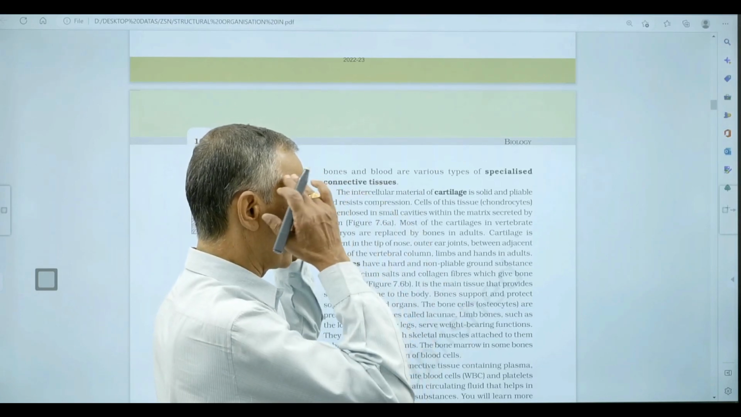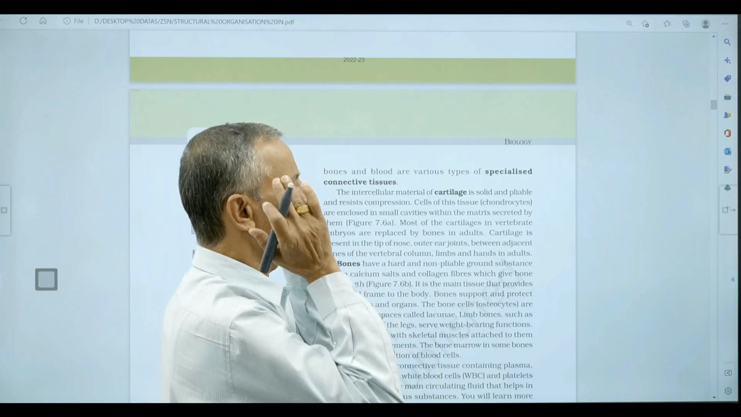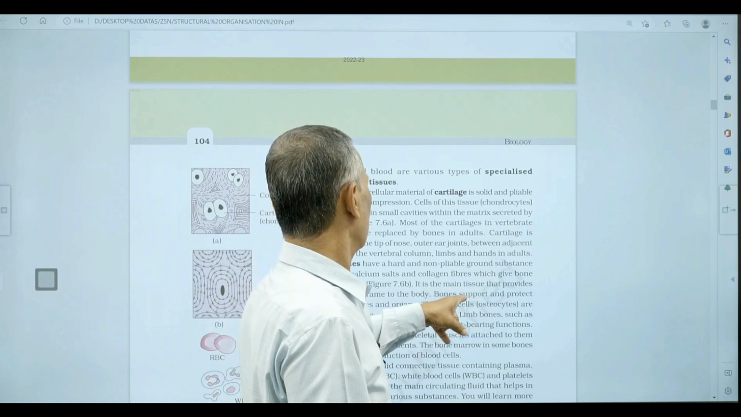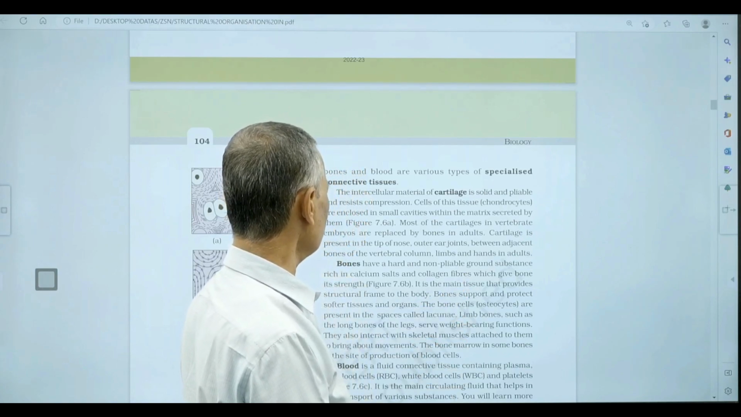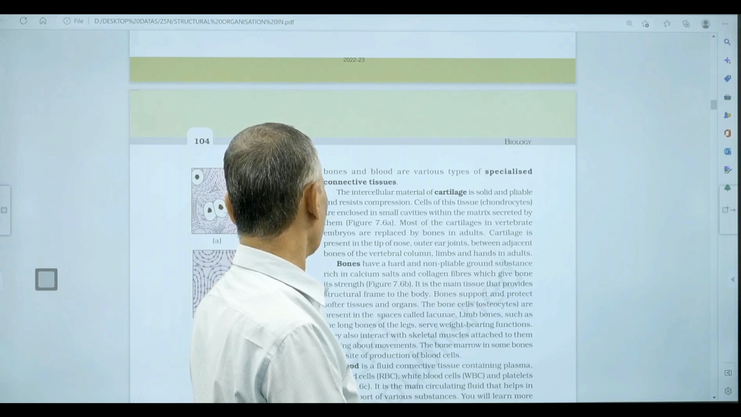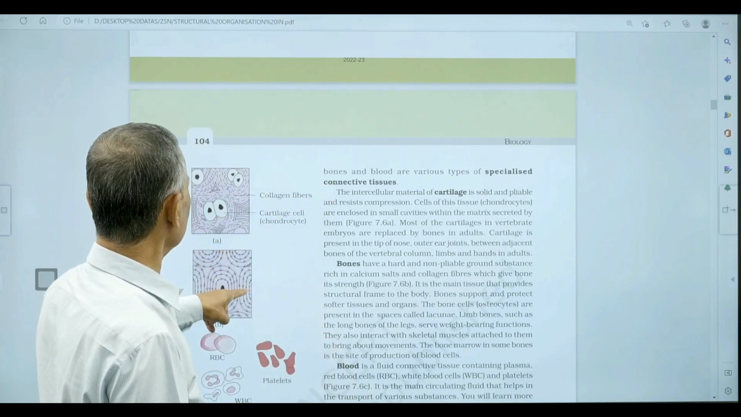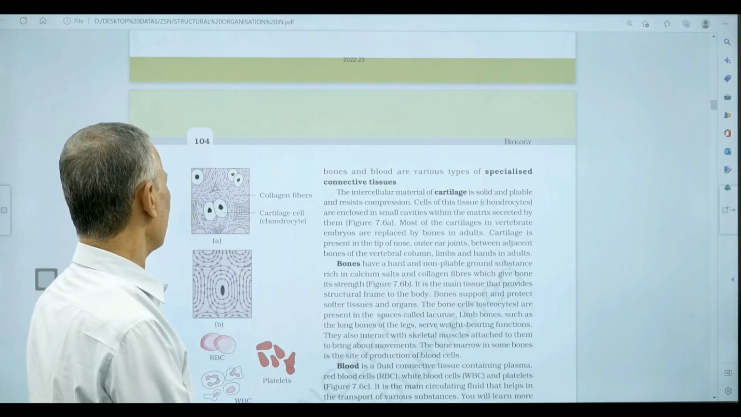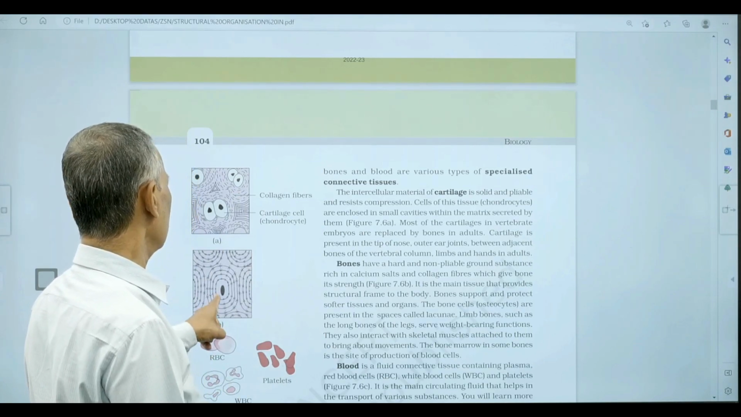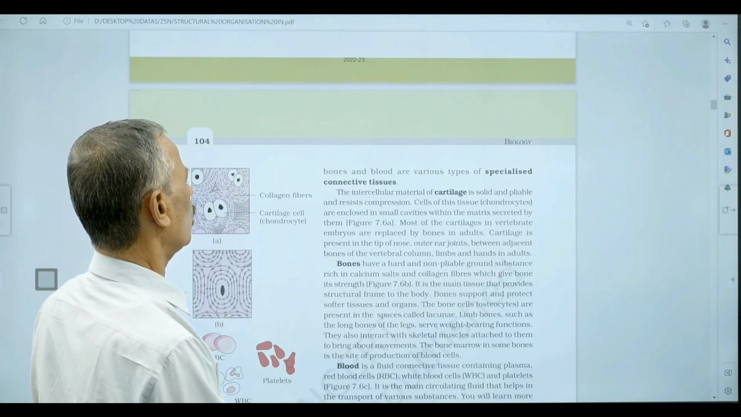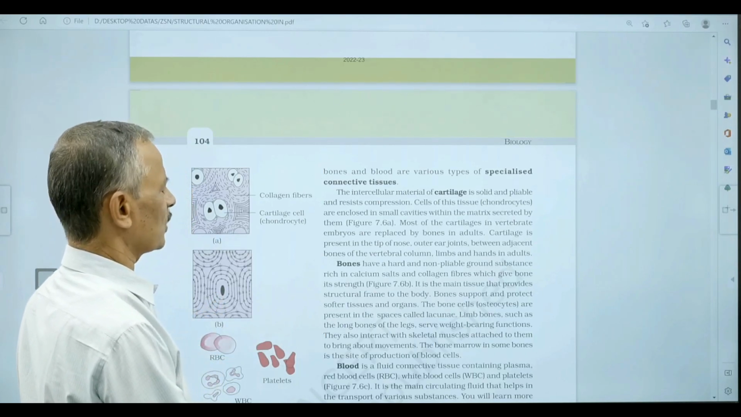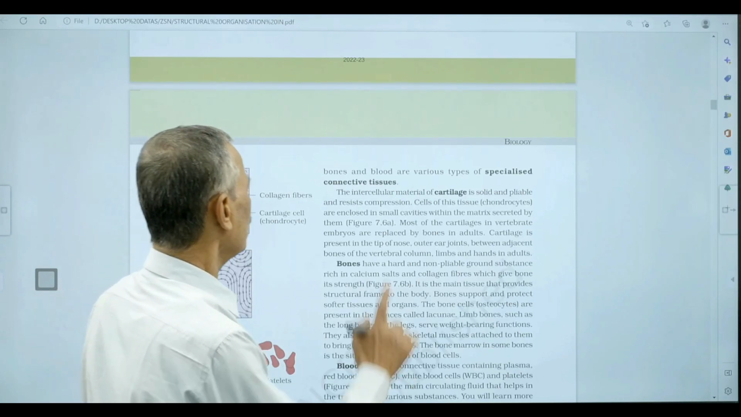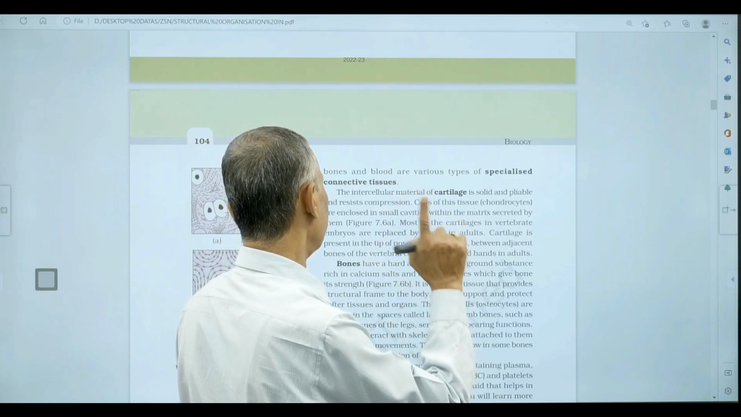For example, the brain is protected within the cranium, which is the skull box. So, bones support and protect softer tissues. Bone cells are present in spaces called lacunae, just like the cartilage. Here also you have lacunae, and within each lacuna you have a single large osteocyte. Osteocyte is the name of the cell that forms bones. Only one osteocyte will be present within each lacuna.